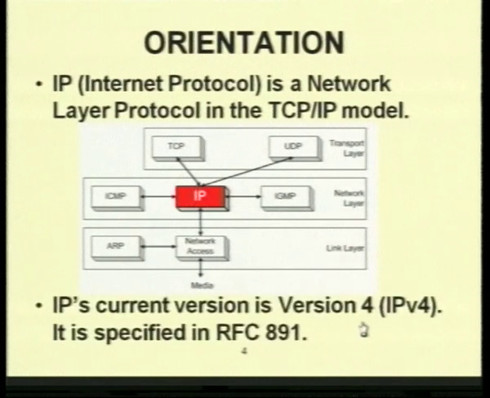Okay. The current version of IP is version 4. Of course, we are moving towards version 6. So, you have actually both version 4 and version 6 currently being used, but the most commonly used one is still version 4, which is specified in RFC 891.